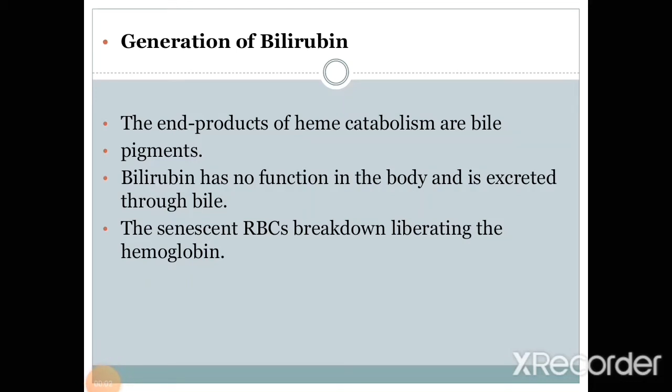Generation of bilirubin, or catabolism of heme. What are the end products of heme catabolism? It is the bile pigments. Bilirubin and biliverdin are the bile pigments, and bilirubin as such has no function in the body. So, it is excreted through bile.